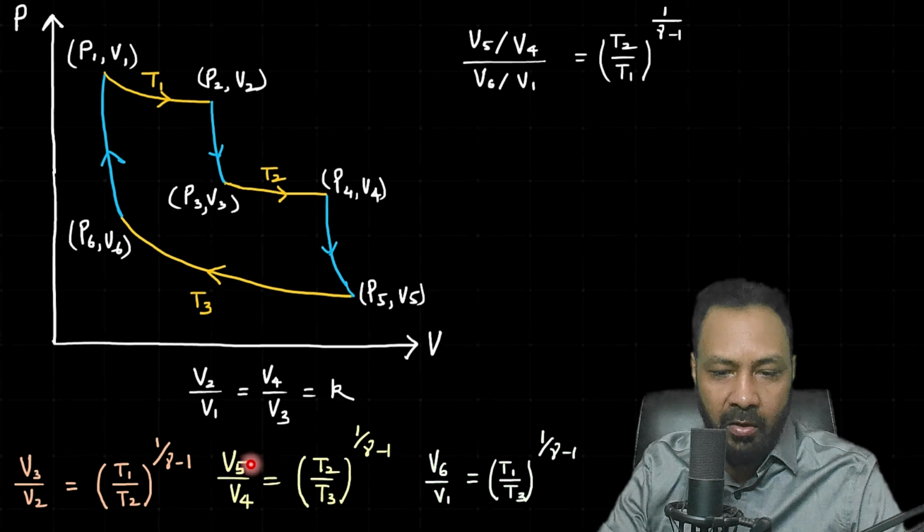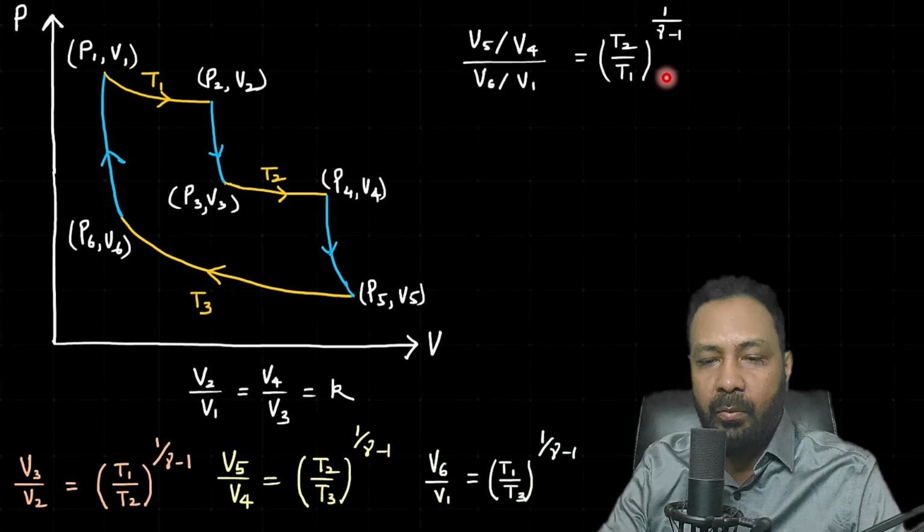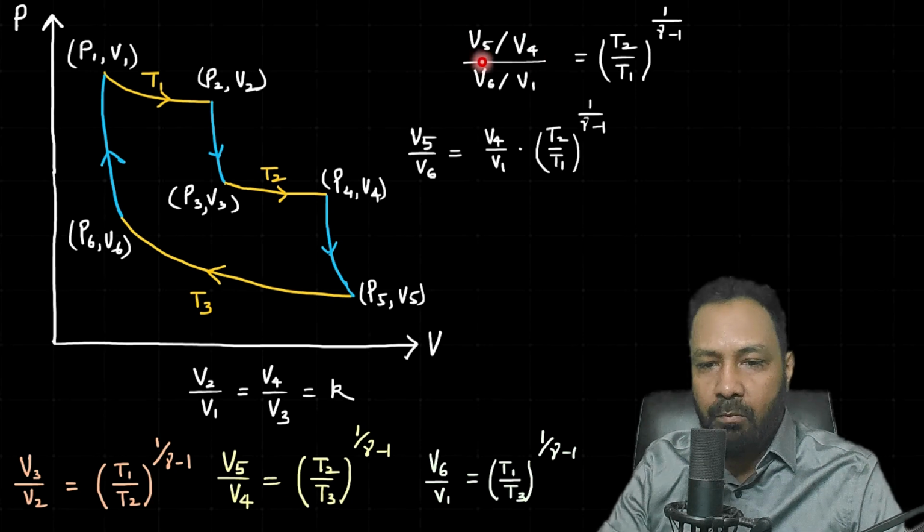So we'll get V5 by V6, that is V5 by V4 divided by V6 by V1. And here the T3 part will get cancelled. So we will get T2 by T1 power 1 upon gamma minus 1. Just rearrange this thing. So V5 by V6, and that will go to that side. It will make V4 by V1 into T2 by T1 power 1 by gamma minus 1.